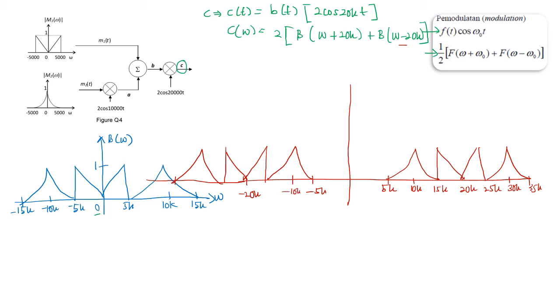So how about the magnitude? The magnitude is 2 multiplied by 1/2, so it's 1. So the magnitude is 1. So this is your C omega.